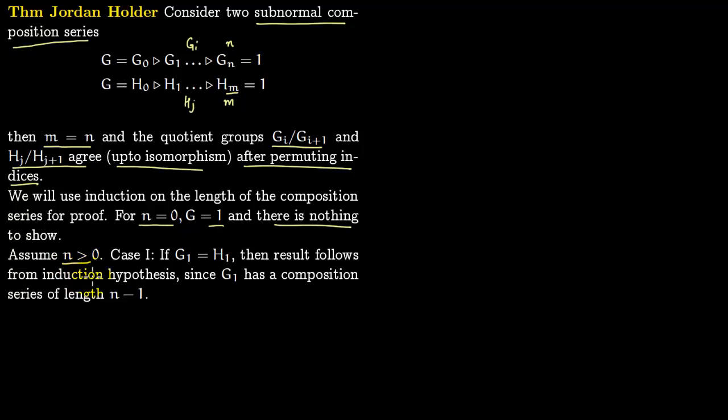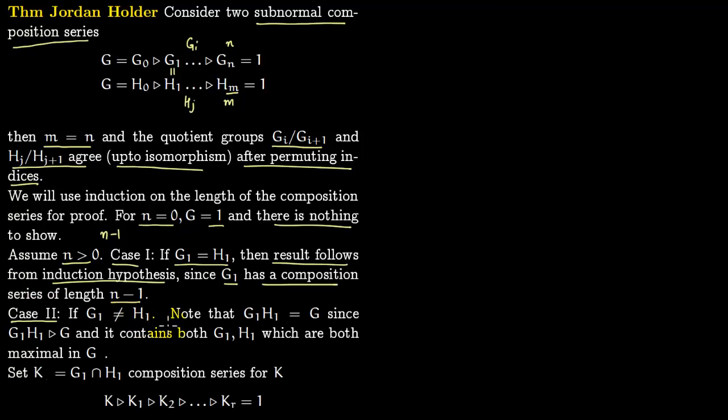Now assume n is greater than 0, and our induction hypothesis is that n is equal to m for length n minus 1. So if the composition series has length n minus 1, then they are of the same length. In case G1 is equal to H1, the result immediately follows from the induction hypothesis, because G1 has a composition series of length n minus 1, so the total length is n. Starting from G1, the length is n minus 1, and by the induction hypothesis it will hold. The only interesting case is when G1 is not equal to H1.